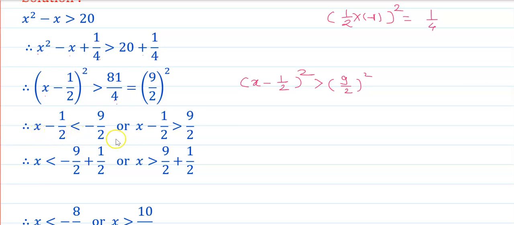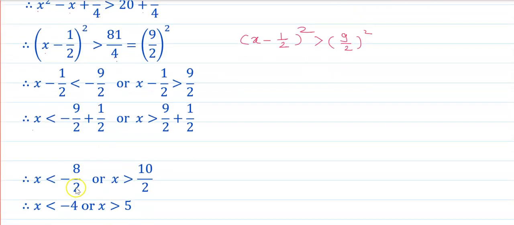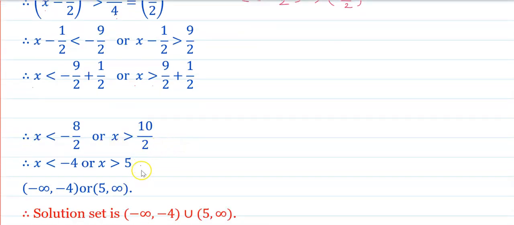Add 1 by 2 on both sides. If you add 1 by 2, plus 1 by 2 minus 1 by 2 will get cancelled. x is less than minus 9 by 2 plus 1 by 2. Then you will get minus 8 by 2, and here you will get minus 4. On this side, add 1 upon 2 on both sides. Then you will get x is greater than 9 by 2 plus 1 by 2. That is 9 by 2 plus 1 by 2, 10 by 2. Then you will get the 5.